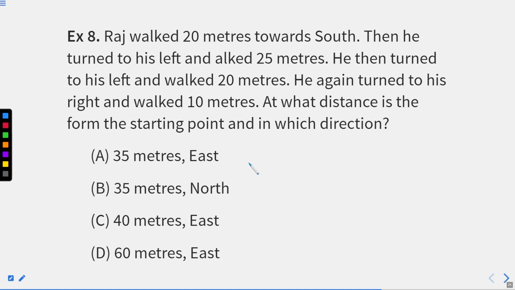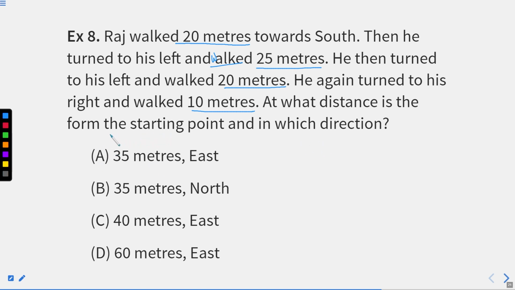So question number 8 says, Raj walked 20 meters towards south, then turned to his left and walked. This is walked, right? Put a W before A. Walked 25 meters. He then turned to his left and walked 20 meters. So as I always mention, mark the distances. 20 meters the first, then 25 meters, then 20 meters, right? He again turned to his right and walked 10 meters, right? At what distance is he from the starting point and in which direction?